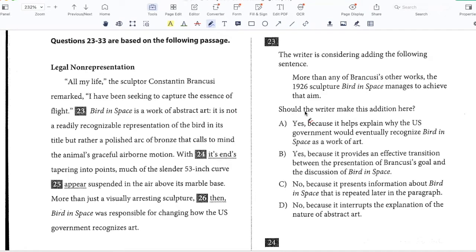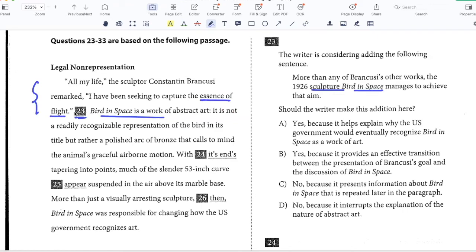Now, the writer is considering adding the following sentence here: "More than any of Brancusi's other works, the 1926 sculpture Bird in Space manages to achieve that aim." Should the writer make this addition? As we were reading it, we saw that this jump from the first to the second sentence was abrupt, because Brancusi was saying that he had always sought to capture the essence of flight. And then we started talking about Bird in Space without speaking of how this relates to Brancusi, right? So I want to say that more than any of his other works, the sculpture Bird in Space manages to achieve that aim, the aim of capturing the essence of flight.